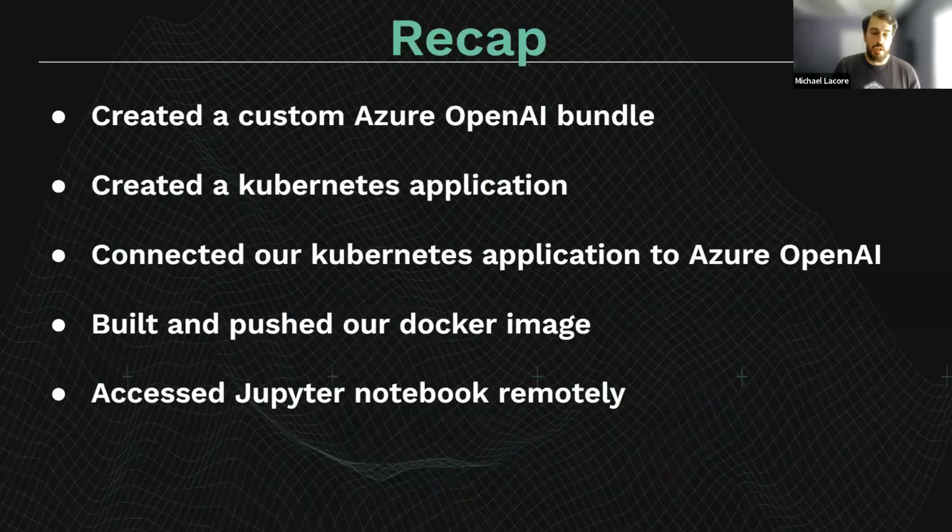So to recap, what we just did is we created a custom Azure OpenAI bundle. We then created a Kubernetes application and connected our Kubernetes app to Azure OpenAI. We then built and pushed our Jupyter Notebook Docker image to the Azure Container Registry, and then accessed our notebook remotely. I also wanted to mention that we deployed infrastructure and an application in Azure, meeting best practices, security compliances, network isolation, all of those standards in 30 minutes. That's just food for thought.